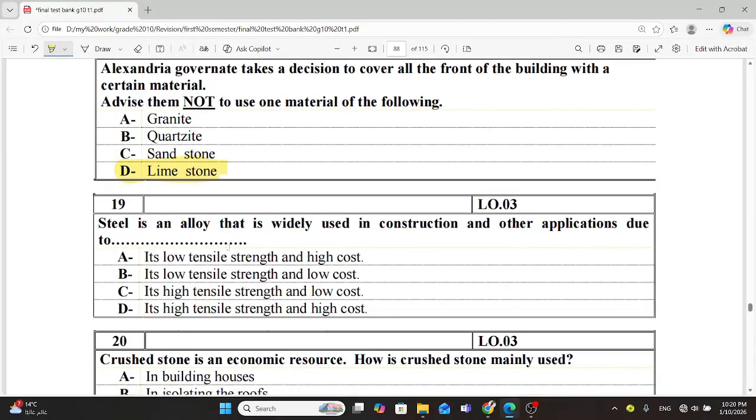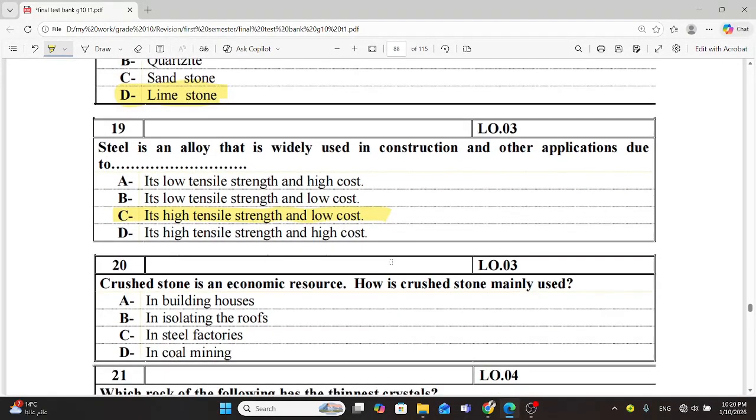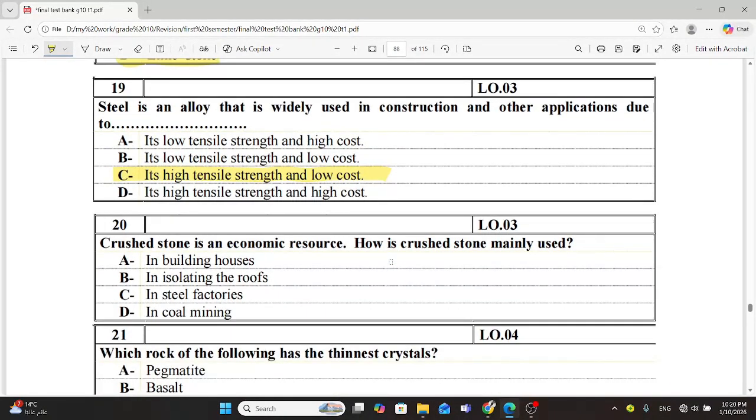Steel is an alloy that is widely used in construction and other applications due to its high tensile strength and low cost. Crushed stone is an economic resource. How is crushed stone mainly used? It's used in building houses.